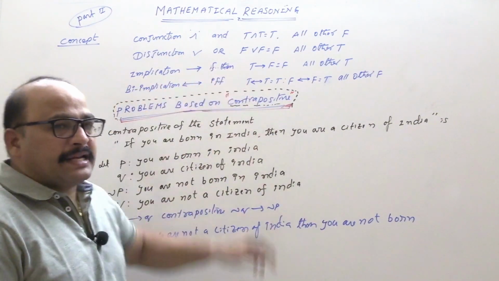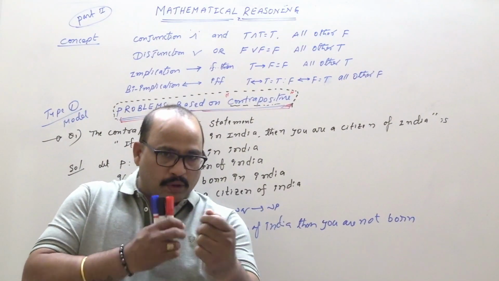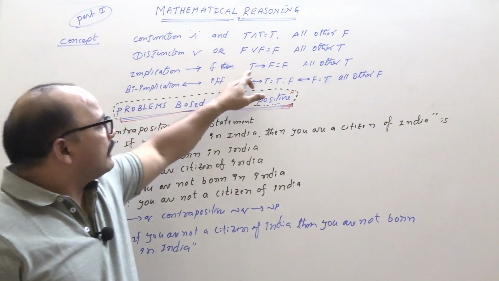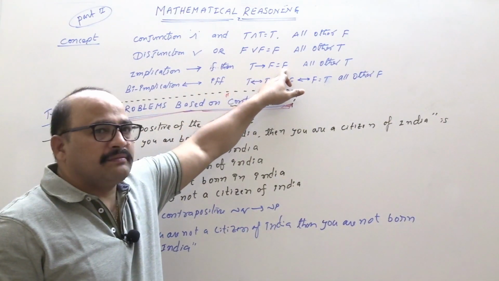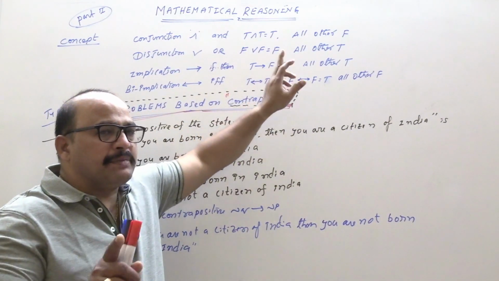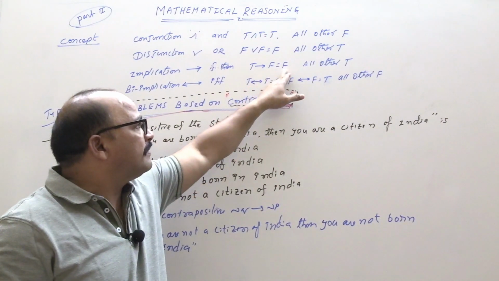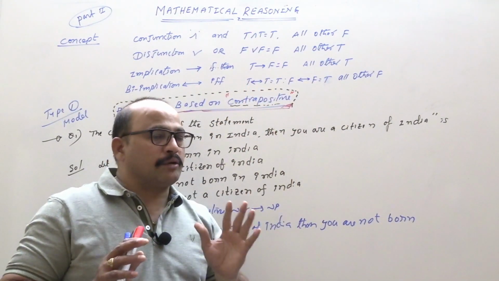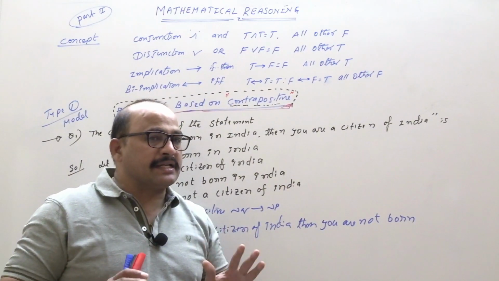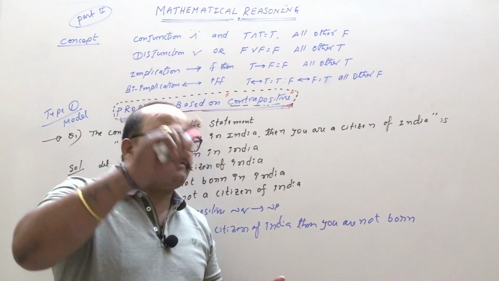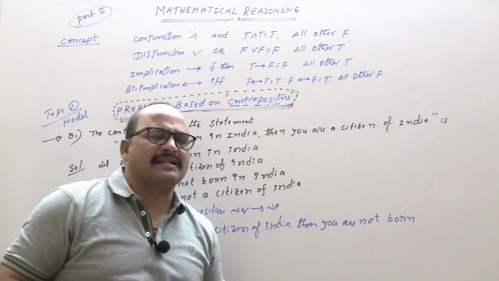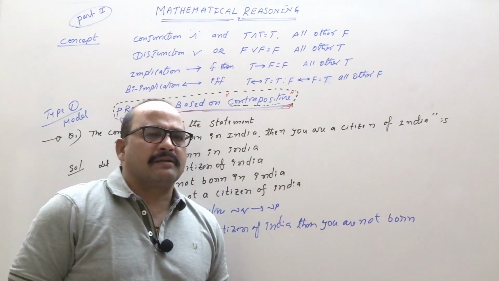Next, the third one, implication. If-then implication means the arrow symbol. T implies F is F. In all other cases it is T. Remember that point, the third point. Implication means implies. T implies F gives the answer F. The remaining 3 cases, of the total 4 cases, are T.